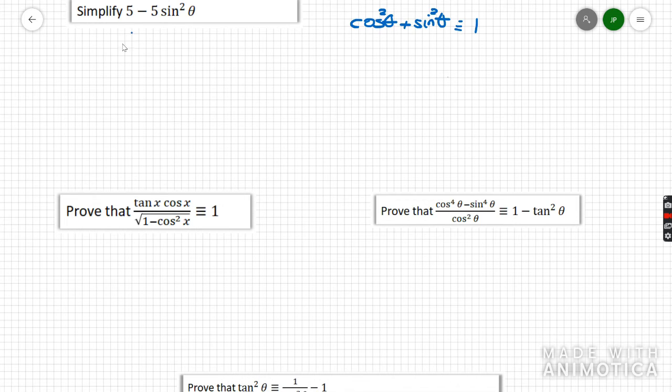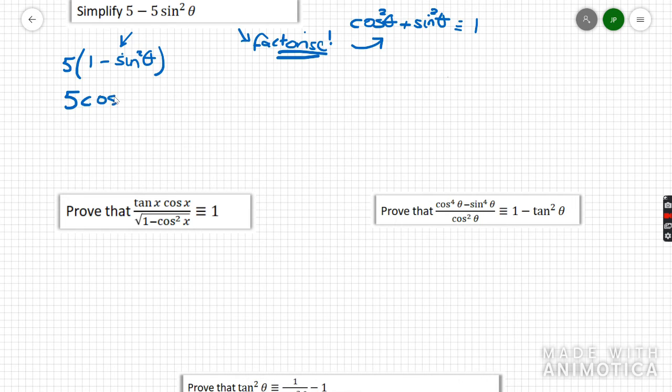But what I can do is take out a factor of 5 here. As soon as I take out a factor of 5, suddenly I'm back in the position I want. So notice that factorising is really important. Always watch out to see if you can factorise, because if you can factorise things out, you can then use the identities afterwards. 1 minus sine squared I know is cos squared, so this is just going to become 5 lots of cos squared theta. So it's that factorising one we need to be careful of.